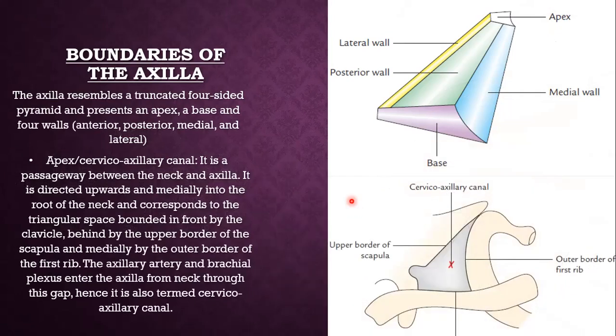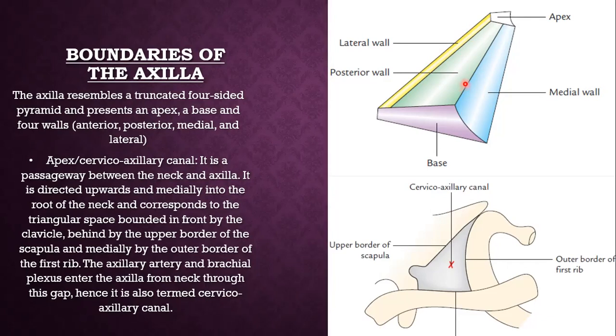The axilla or the armpit usually resembles a truncated four-sided pyramid and has an apex here, a base, and four walls: a medial wall, a posterior wall, the anterior wall on the other side, and the lateral wall. Now the posterior and the anterior walls somehow converge towards the lateral wall. So the lateral wall is small since the anterior and posterior walls converge towards it.